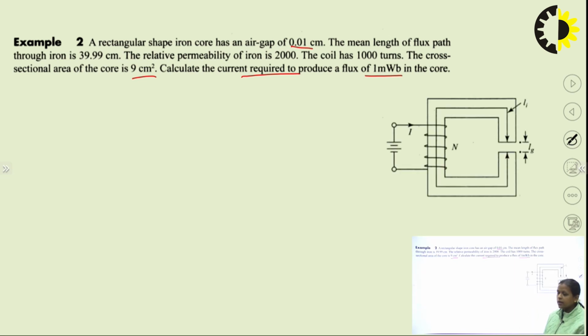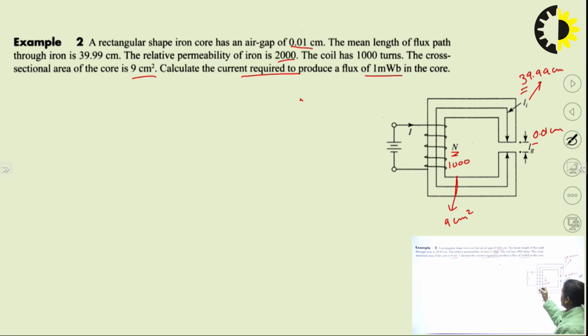So first we will draw the circuit. This is the required circuit. What is given? The rectangular shape iron core has an air gap of 0.01 centimeter. And the mean length of this flux path is 39.99 centimeter. The relative permeability is 2000 here, and the coil has the number of turns equal to 1000. The cross sectional area of this is 9 centimeter square.